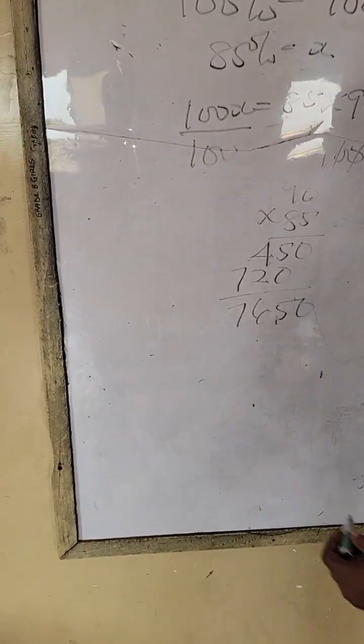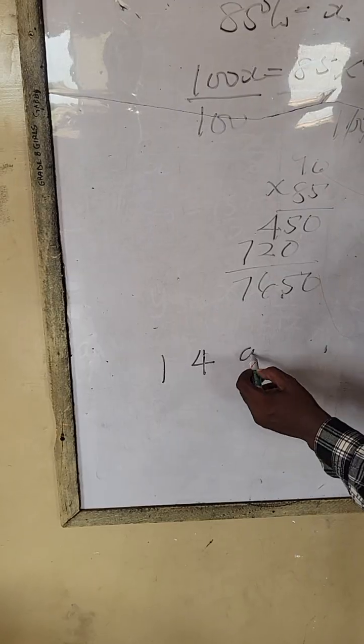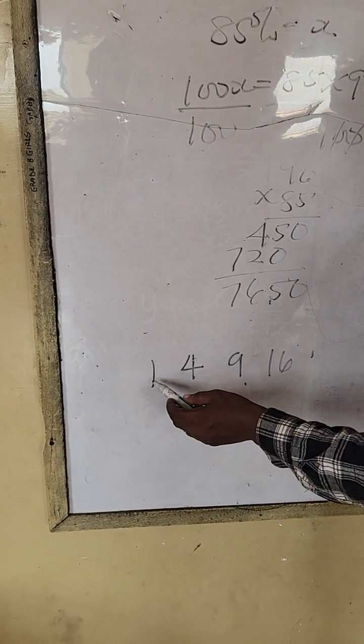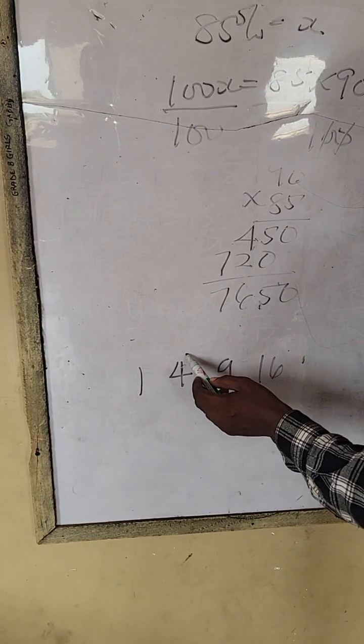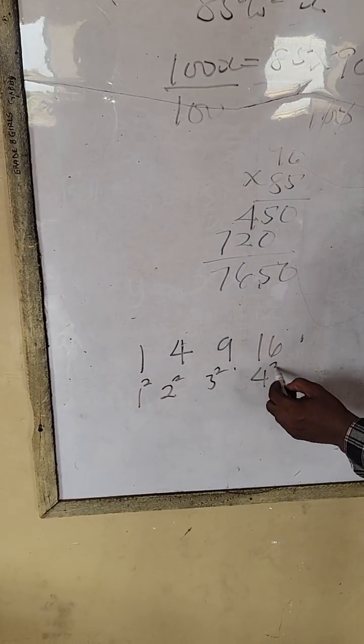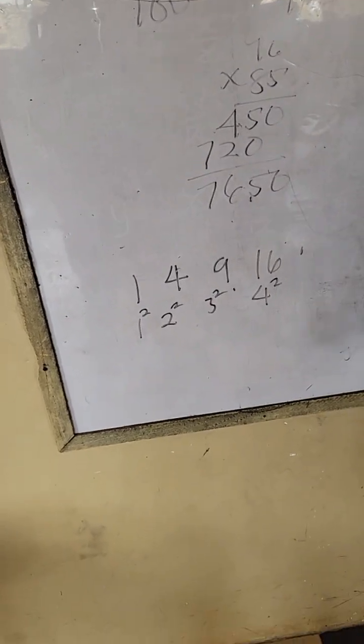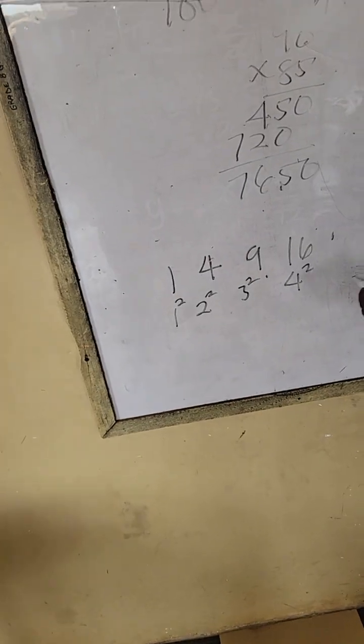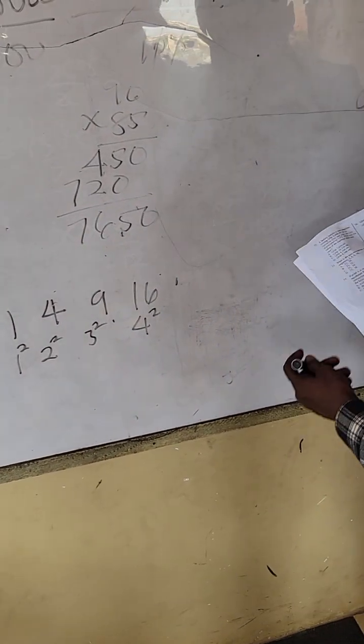Question 33, the sequence 1, 4, 9, 16. 2 squared is 4, 1 squared is this, 3 squared is this, 4 squared is this. If you want the pattern, the next is 5 squared, 25, 6 squared, 36. So that's option D.